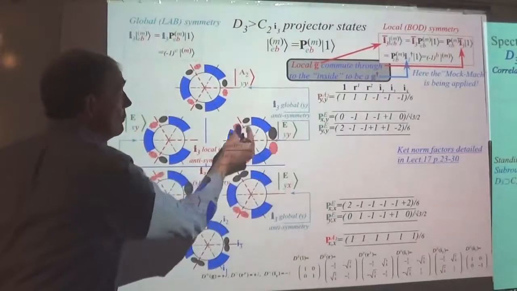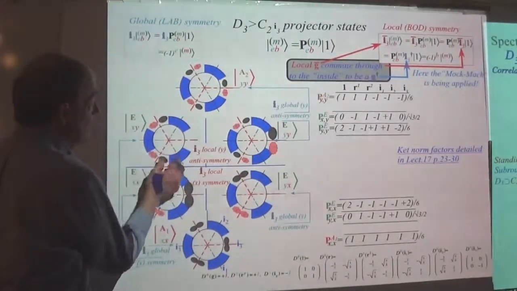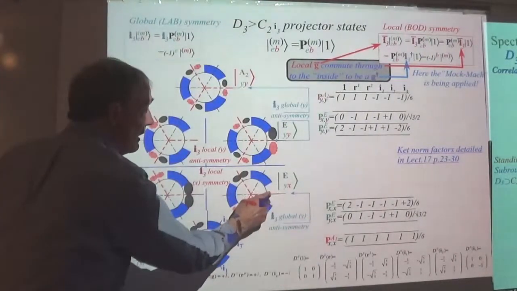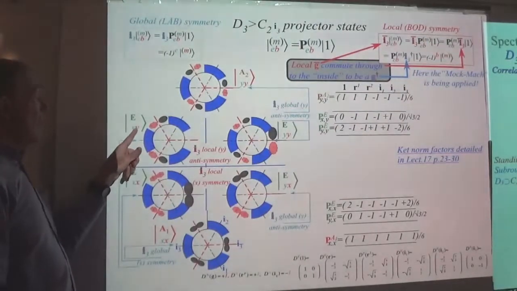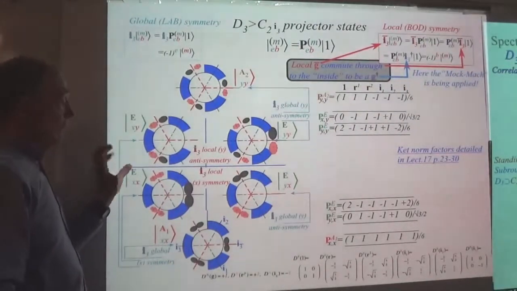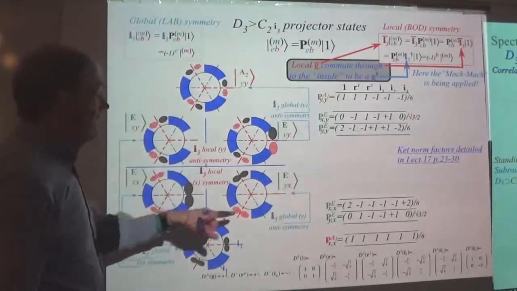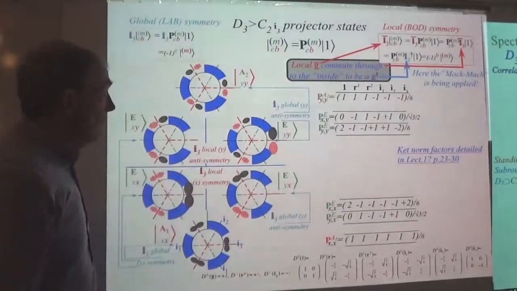See, it's got two things with a node between them that have opposite parity. It's got nothing there, and that's really interesting. And this one also has nothing right there. And that's because you're trying to get both symmetric and anti-symmetric symmetry at the home base. Can't do that. You're not going to get anything there. The wave function is not going to be there from that one.